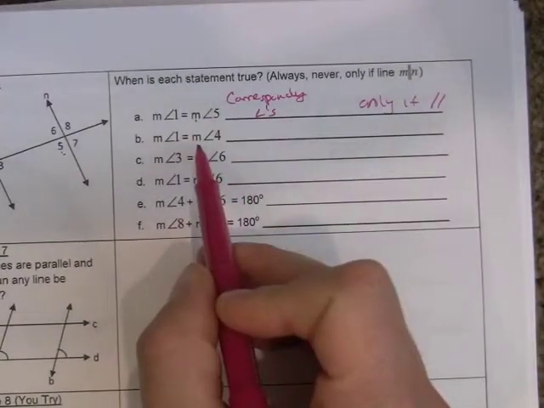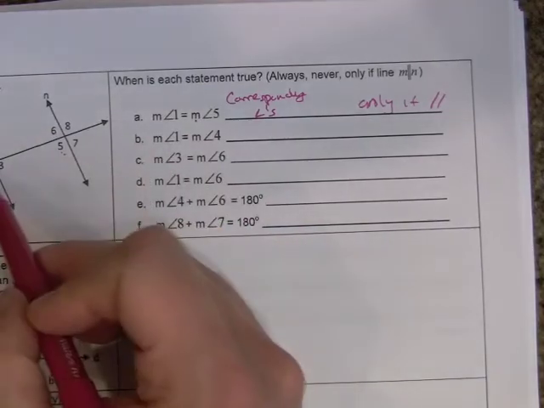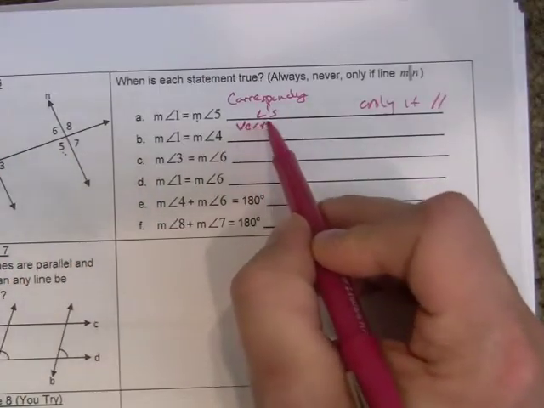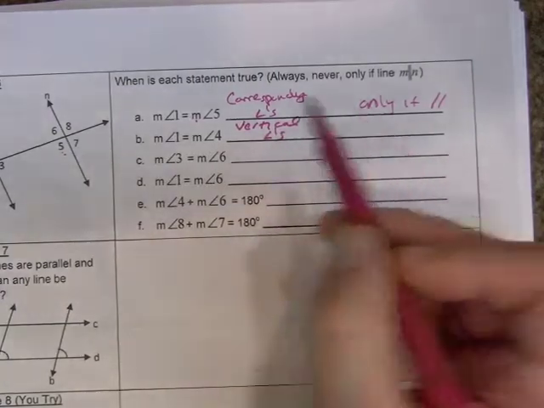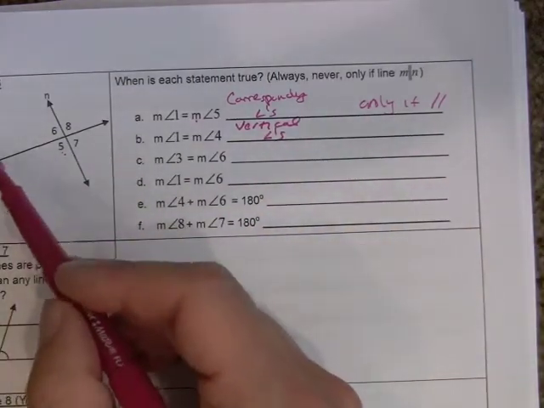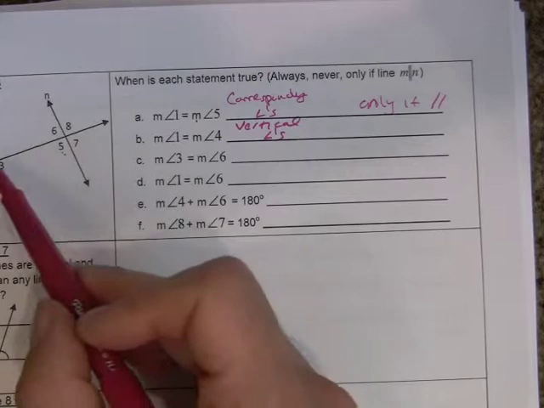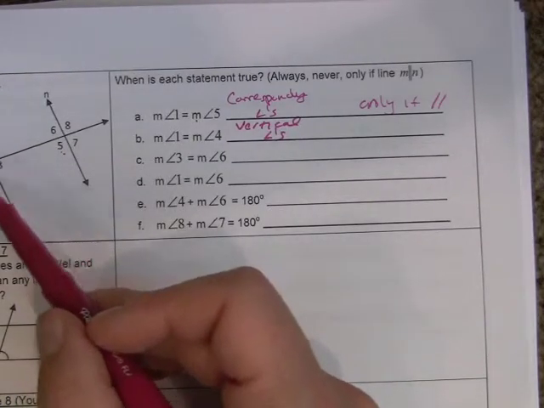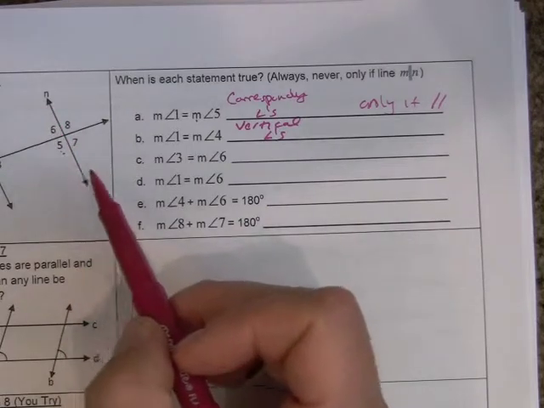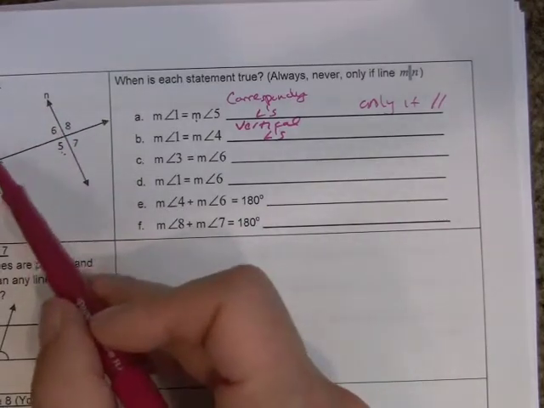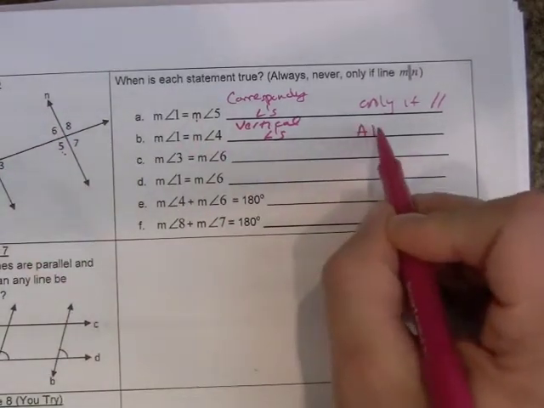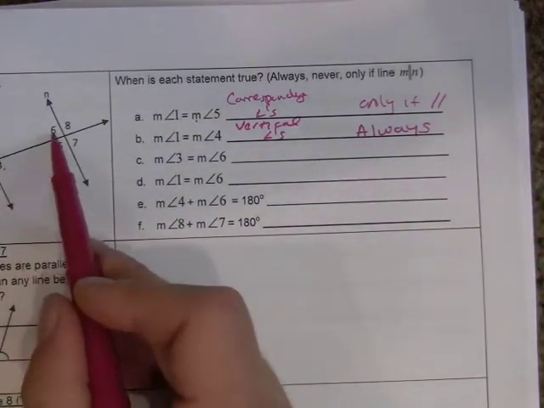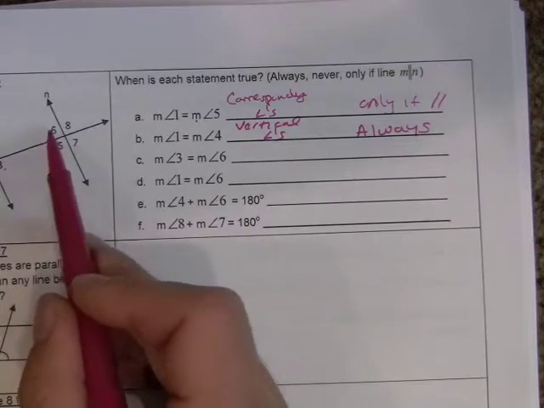The next one, 1 is equal to 4. Those are vertical angles. And vertical angles, does it matter if the lines are parallel? Will the vertical angles be equal? It doesn't matter. They are always equal. Whether the lines are parallel or not parallel, these angles will be equal. So this is always. 3 equal to 6. Those are alternate interior angles.